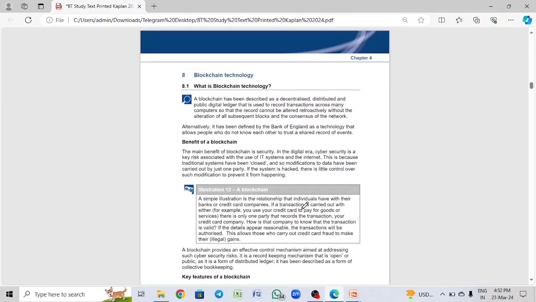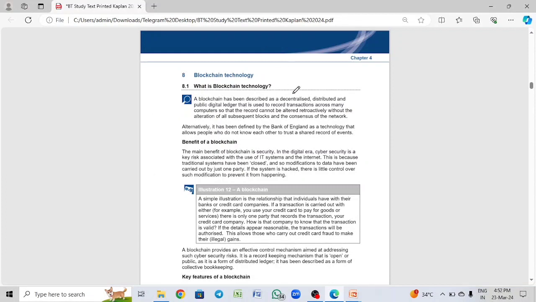Now an important topic is blockchain technology. What is blockchain technology? We must have heard about cryptocurrency, right? We all have some investment in cryptocurrency. So how does cryptocurrency work? It works through the technology of blockchain.